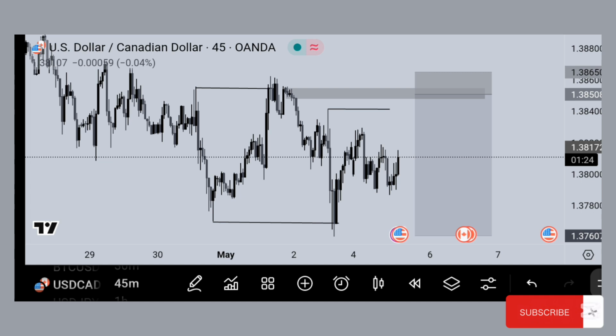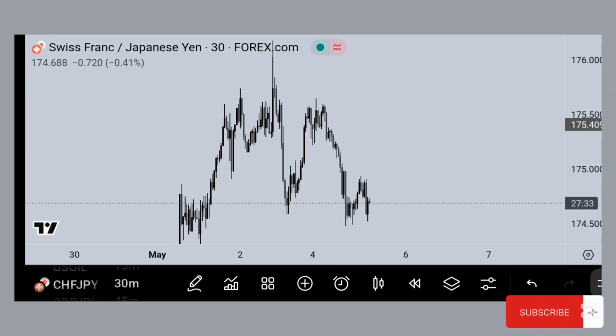Don't try making things hard for yourself by learning hard strategies, filling your charts with indicators and different kinds of lines. That is boring, and if you continue doing that, you can't make money in 2025, bro, trading forex. This is CHF JPY on the 30-minute time frame, and I am intending to short this pair.